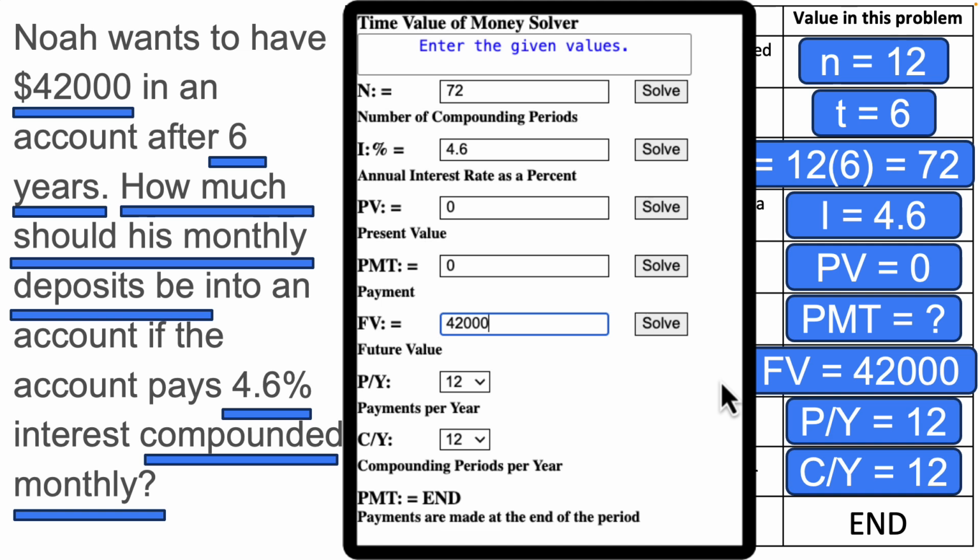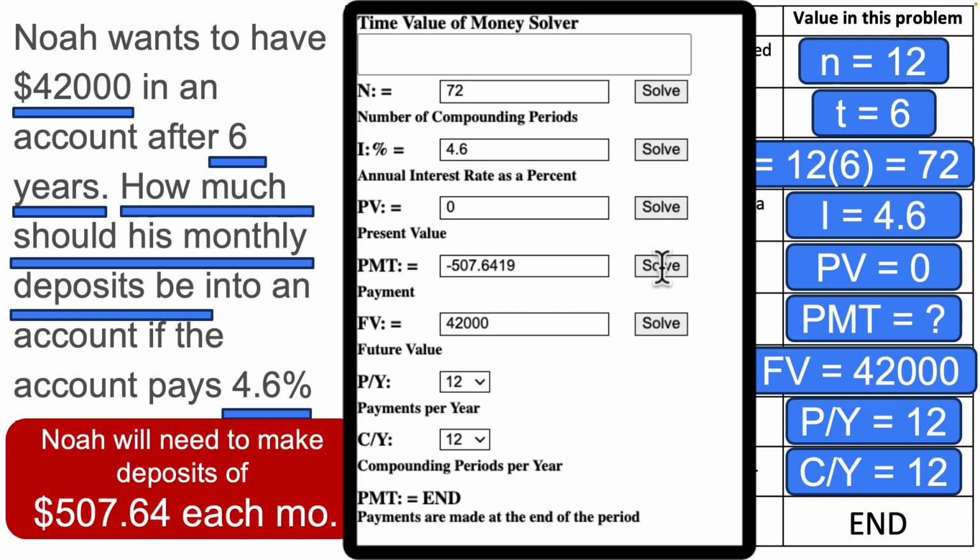And PY and CY are both 12, since there are 12 payments Noah will make each year and 12 compounding periods each year. Now, since we're looking for the payment, let's go back up to the line where it says PMT and press solve. And we see that we get a negative value, negative 507.64. The negative just represents the cash flow. That is a cash flow out of Noah's pocket into his account.